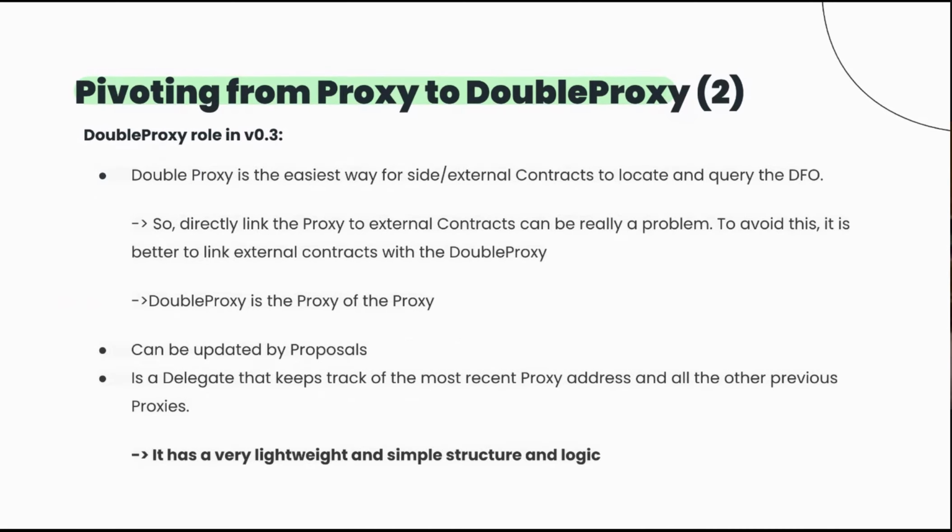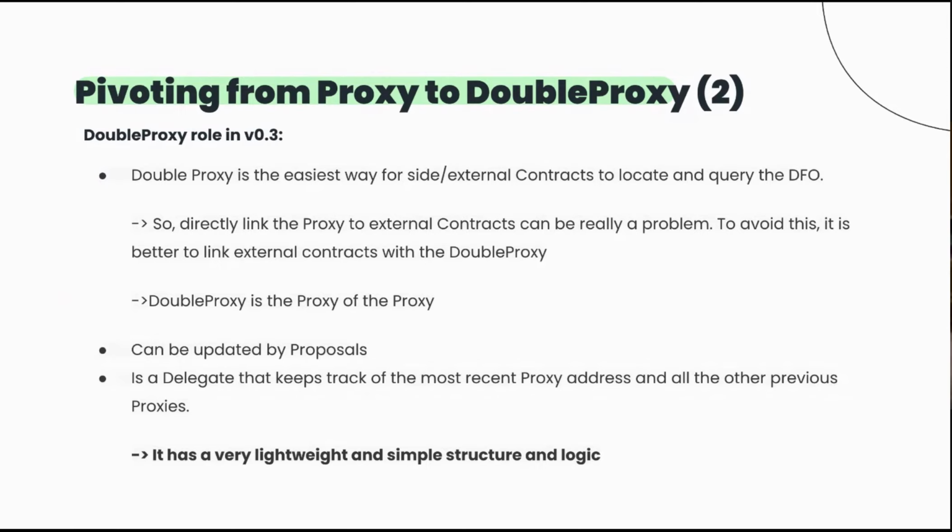The double proxy instead, in the version 0.3, is the easiest way for side or external contracts to locate and query the DFO. So directly linking the proposal to external contracts may become a problem. And in order to avoid this, it's better to link external contracts with the double proxy. So the name speaks for itself. The double proxy is basically the proxy of the proxy.